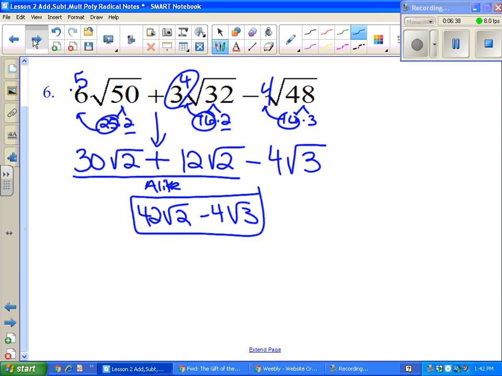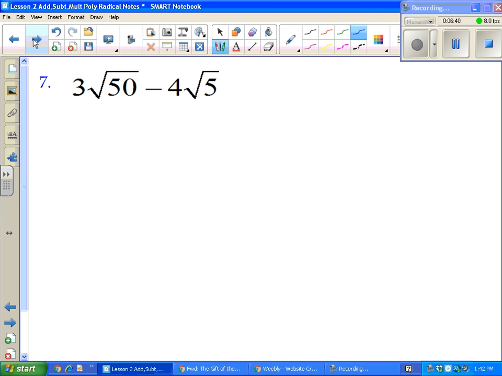All right, number 7. We can look and see right now I have square root of 50 and square root of 5. Those are not alike. But if I try to break it down, maybe I'll find something that is. 50 breaks down into 25 times 2. Square root of 25 comes out as a 5. 5 times 3 out there makes 15. And what's left is the square root of 2 minus 4 square root of 5.